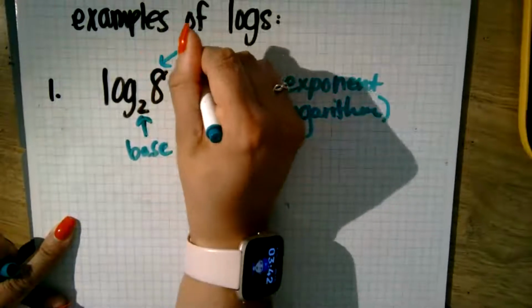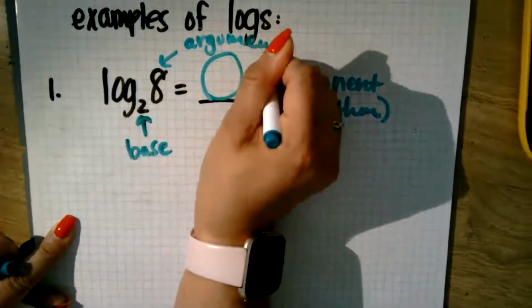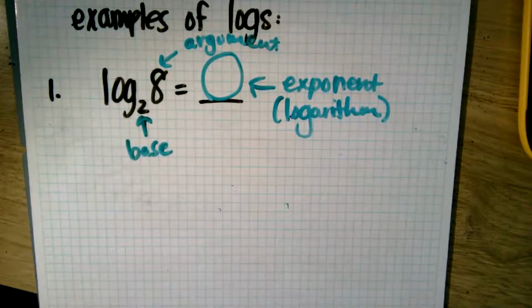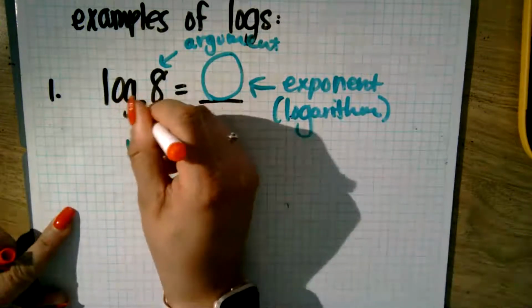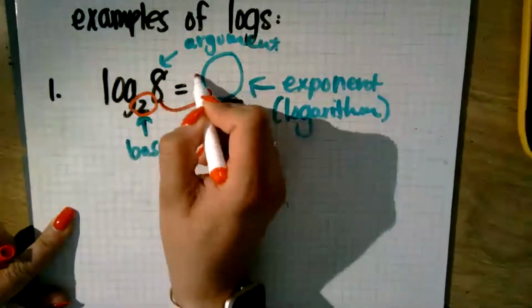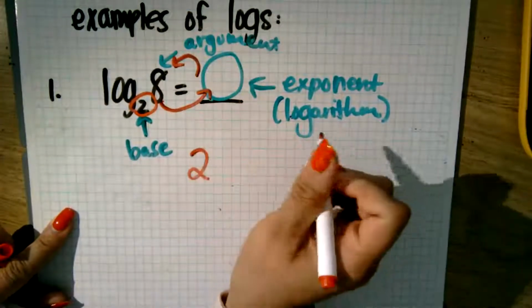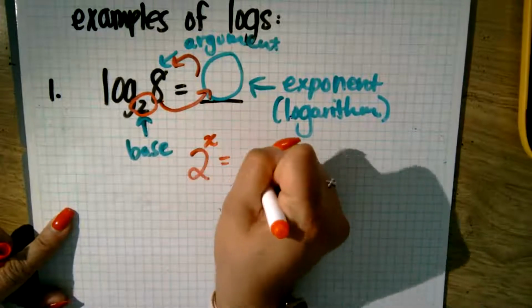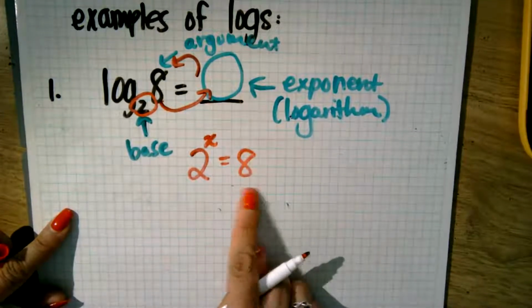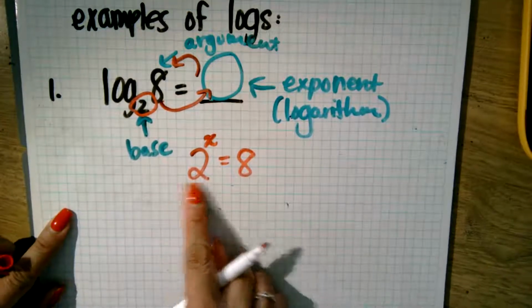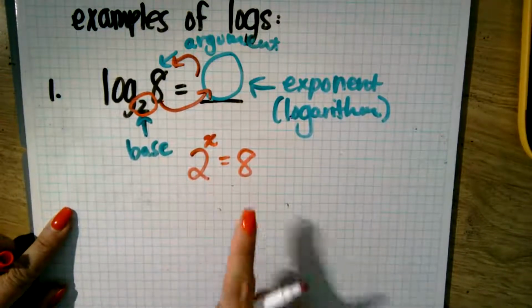And this is my argument. So in order for me to analyze this, I like to write it in its exponential format. Again, 2 to this power equals this. So 2 to the x power gives me 8. Now I'm going to show you a quick little crash course on solving exponential equations.